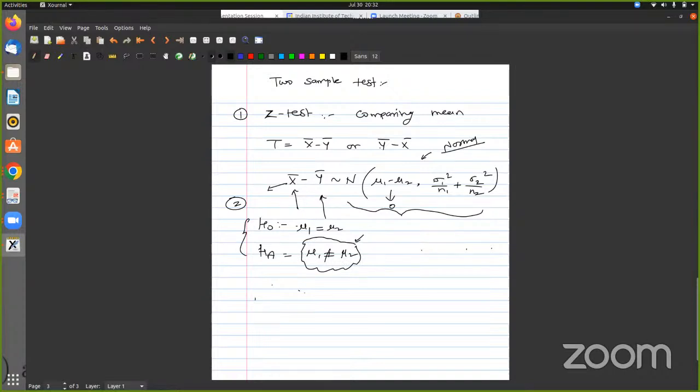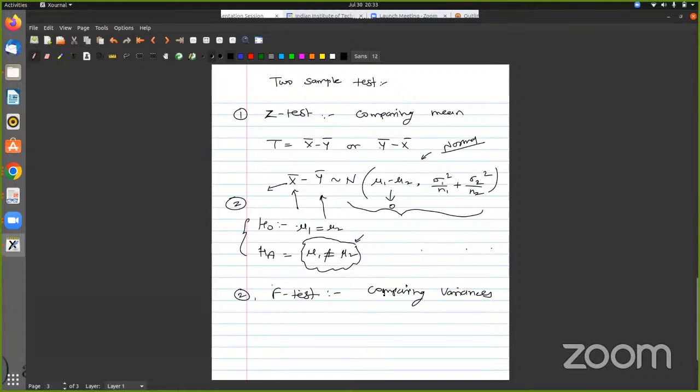Now the next one is what? T test, F test. Right, the two sample F test. So what is the F test for? It is for comparing variances. So what is this F test?